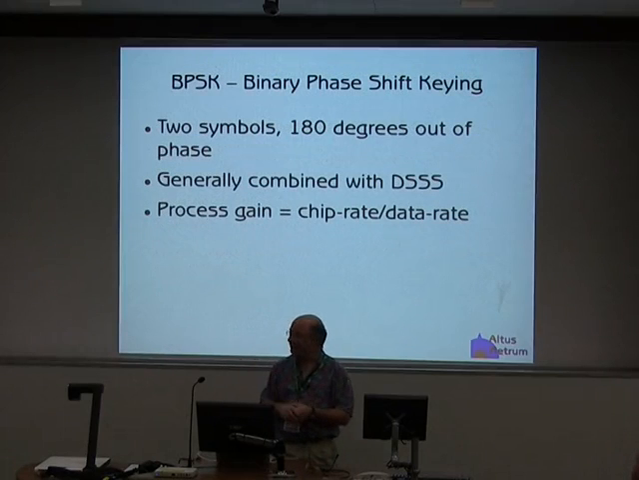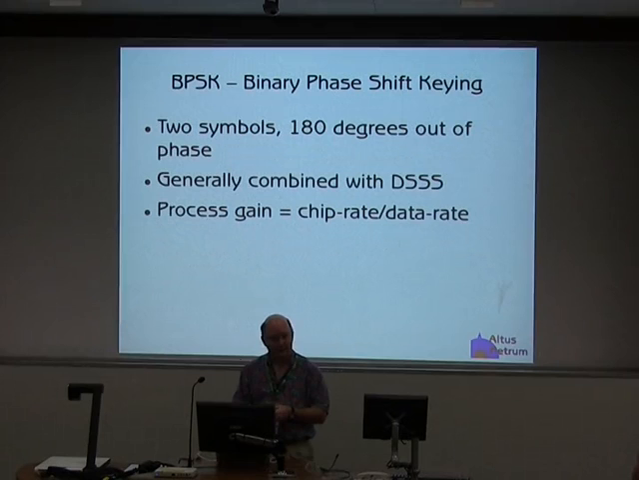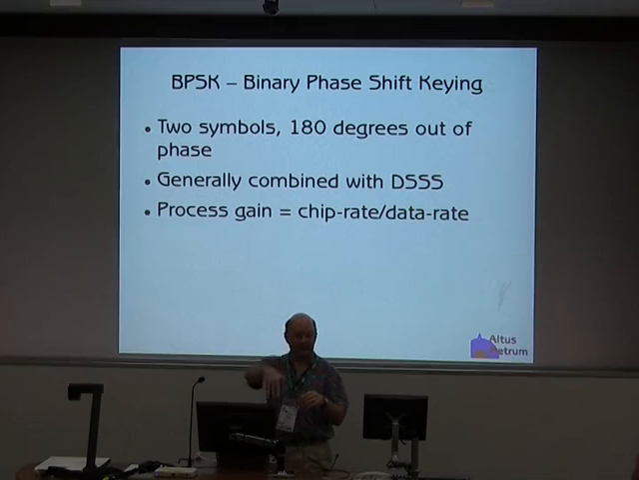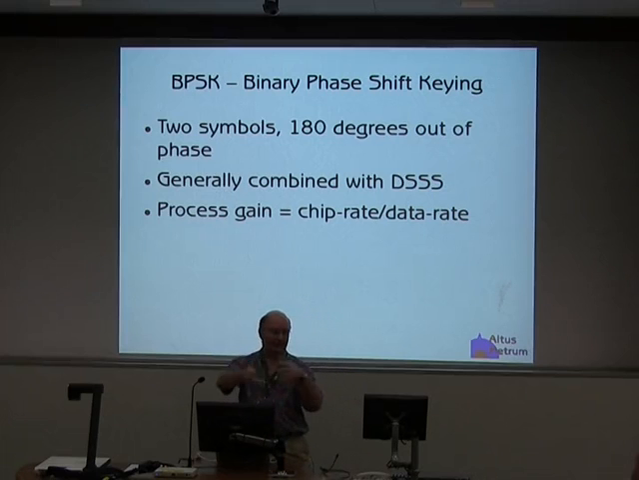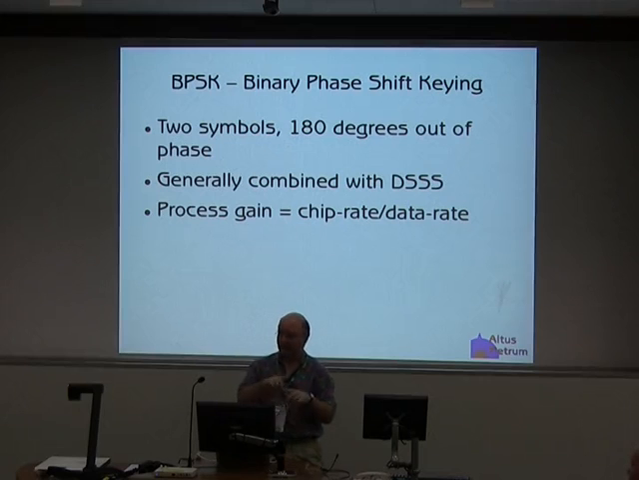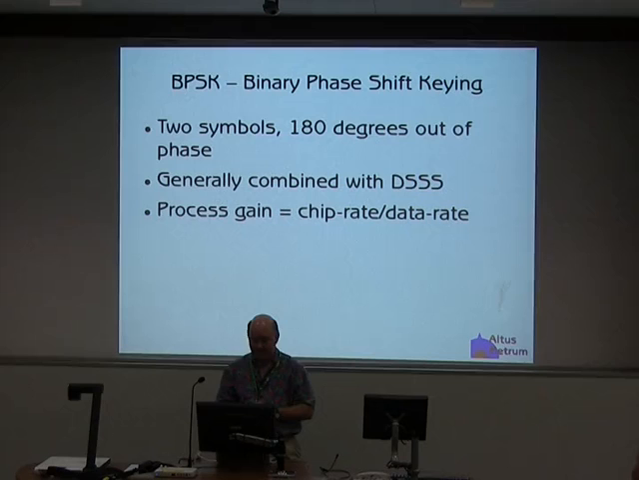Binary phase shift keying is almost always what we use with direct sequence spread spectrum. You just have two symbols 180 degrees out of phase with each other. And so a 1 is this signal and a 0 is this signal. And how do you tell the difference between those two? Well, you kind of modulate them so you can. So you're only interested in where the phase shifts, and that gives you a signal between 0 and 1 because you can tell where the phase shifts, but you can't tell what the current phase is very easily. The process gain of this, of course, is the chip rate over the data rate.